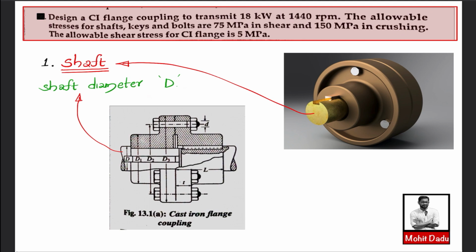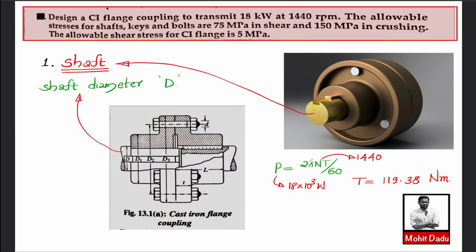So from the power equation, power is equal to 2 pi NT divided by 60. Here power is given in kilowatts, so you can convert it into watts. So it is 18 into 10 raised to 3 watts, and the rpm is 1440 rpm. So from this you can evaluate the torque which is transmitted. If you solve, you will get the torque transmitted as 119.38 Newton meter. So torque is 119.38 Newton meter. From this you can evaluate the shaft diameter.